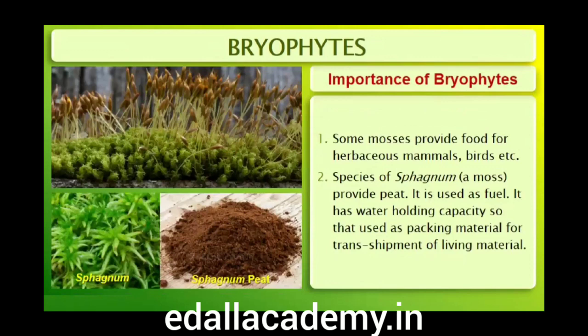Bryophytes in general are of little economic importance, but some mosses provide food for herbivorous mammals, birds and other animals. Species of sphagnum, a moss, provide peat that has long been used as fuel, and as packing material for transshipment of living material because of their capacity to hold water.